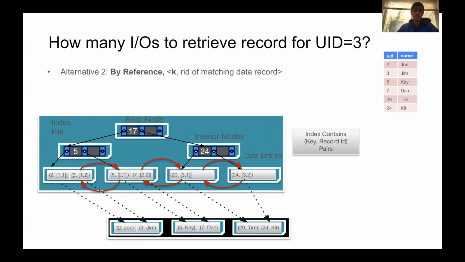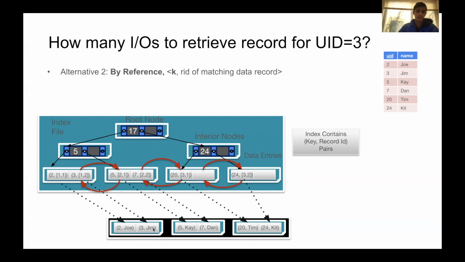How many IOs would you need to retrieve the record for UID 3 here? Let's think through it. Let's do a search for 3. 3 is going to be less than 17, so we're going to go to the left. 3 is less than 5, so we're going to go to the left. Now we're at our index node that contains the key 3. This is alternative 2, so we're not quite done yet. We're going to follow the pointer, the record ID, to disk, page 1, record 2. We're going to load in page 1, and now we have our record.